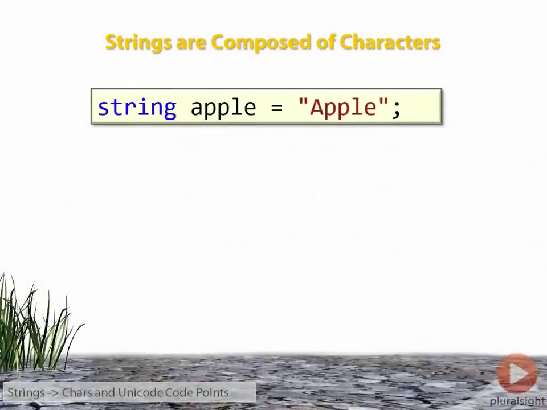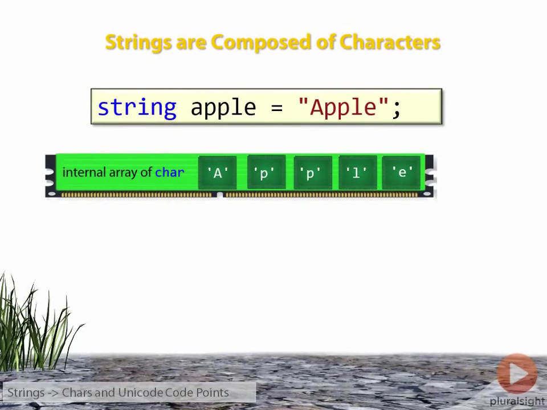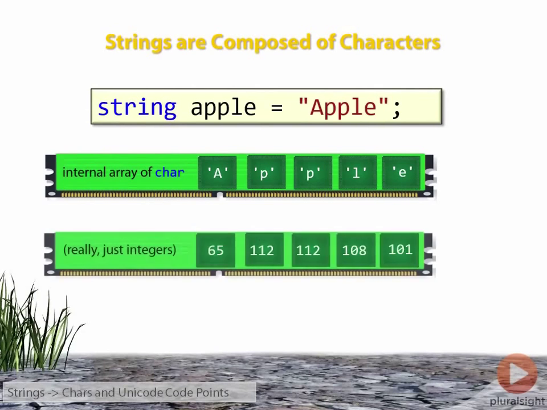As you know, strings are composed of characters. A string in C# internally contains basically an array of char instances. And in turn, a char is really just a 16-bit unsigned integer, which can contain any number from 0 to 65,535. A lot of C# programmers think of a char as representing a single Unicode character, but that's not actually quite correct.